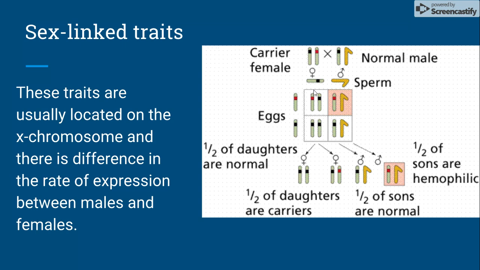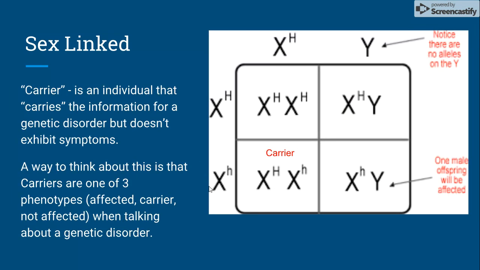Males, on the other hand, only get 1 copy of their X chromosome from their mom. So whatever is on that X chromosome, they have to express, whether it's hemophilia, like in the case of this Punnett square, or whether it's in the case of color blindness. Here's just another way to look at that, more examples.